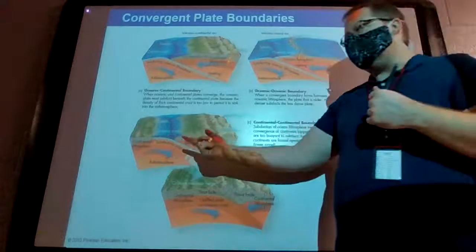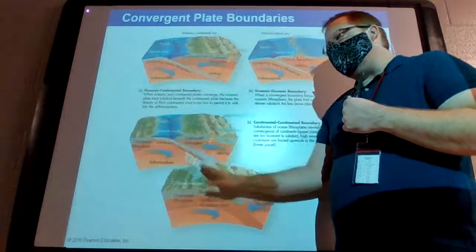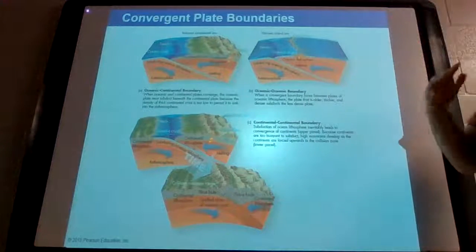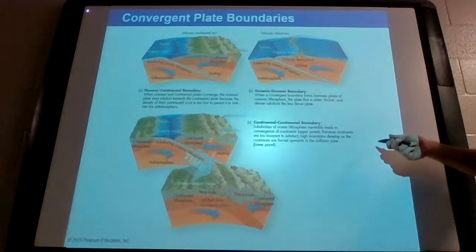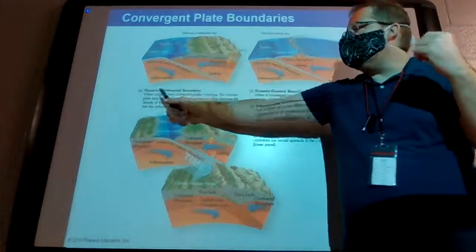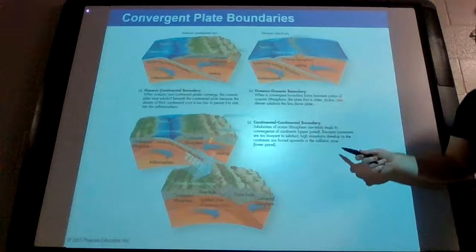But when you have continental, you don't really get any subduction. You don't get a continent being pulled down underneath another continent. So those are your three different types of plate boundaries. Oceanic, continental, oceanic, continental.